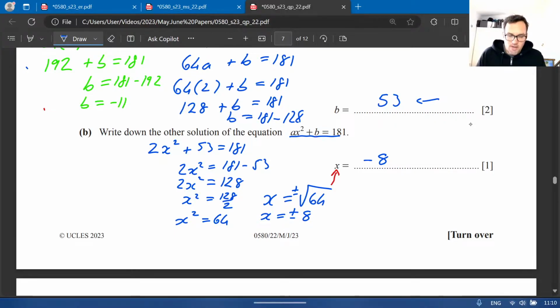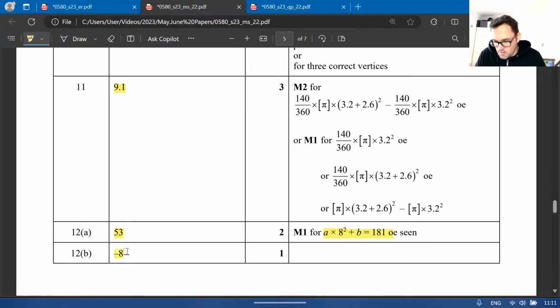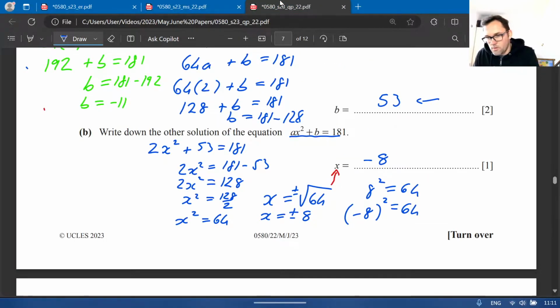Why is it negative 8? Because 8 squared is 64, and minus 8 squared in brackets is 64. That's why the square root of 64 has got 2 answers. Easy as that. Just minus 8. You don't have to do all that working out.